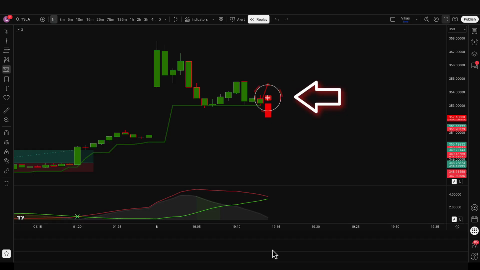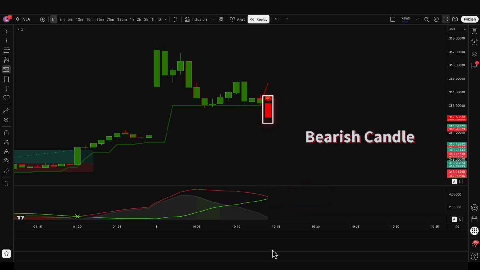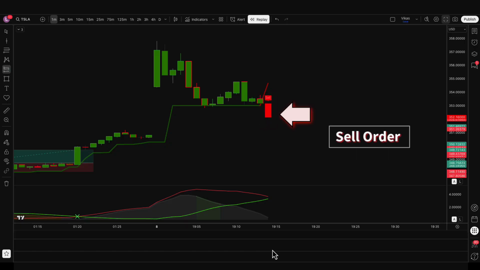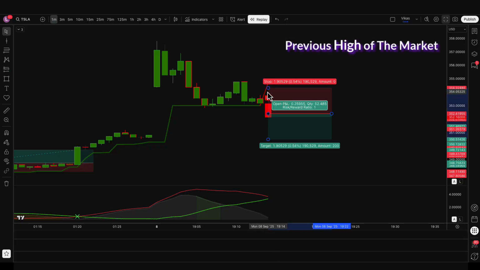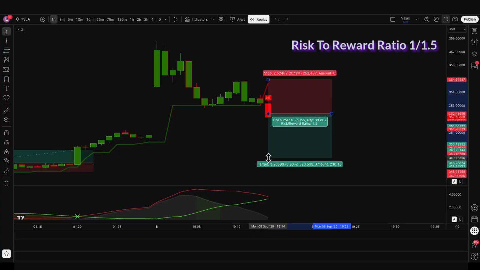Here the BGH Robot version 1.0 indicator gives us a red area sell signal. Here the red line of the absolute strength histogram indicator is above the green line. Here the market has made a bearish candle to give confirmation. So all our conditions are being fulfilled, so we are placing an order to sell. Our stop loss is to be placed at the previous high of the market. And the risk to reward ratio will be 1:1.5.